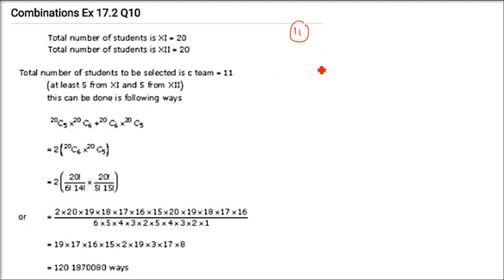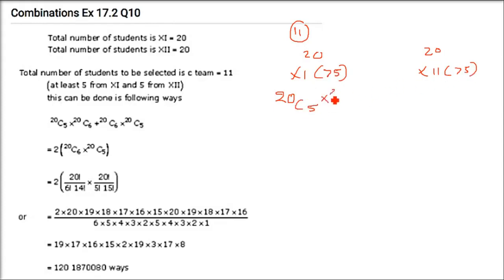Choosing at least 5 from class 11. At least means you can have a minimum of 5, then 5, 6, 7, you can go up to whichever you want. Here also at least 5, 5, 6, 7, and so on. We have 20 students in class 11, 20 students in class 12. In all we have to have 11. So from class 11, 20 are there and it has to be at least 5, so we start with 5.